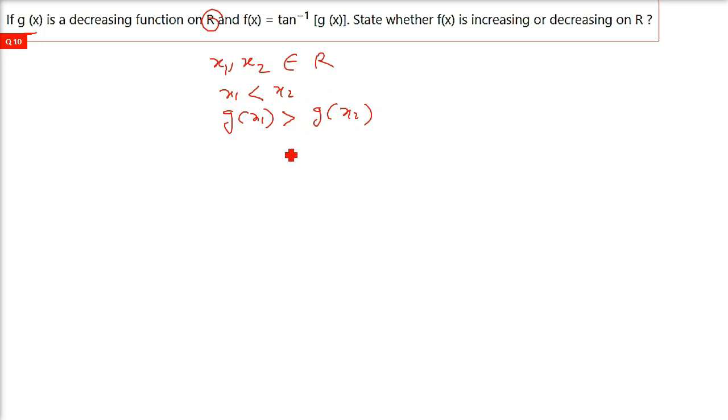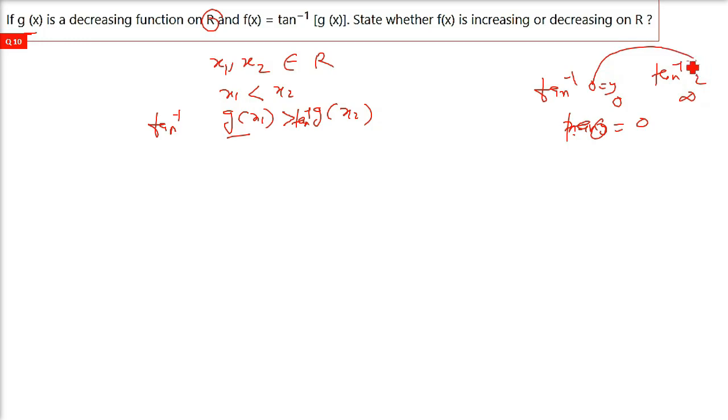So now what we'll do is take tan inverse on both sides. tan inverse g(x1) greater than tan inverse g(x2). Don't worry about the inside content, just worry about tan inverse. See, tan inverse is an increasing function, because tan inverse 0 is 0, and tan inverse of pi by 2 is infinite. So when the input increases from 0 to pi by 2, the value of tan inverse also increases from 0 to infinite. So it's a kind of increasing function.